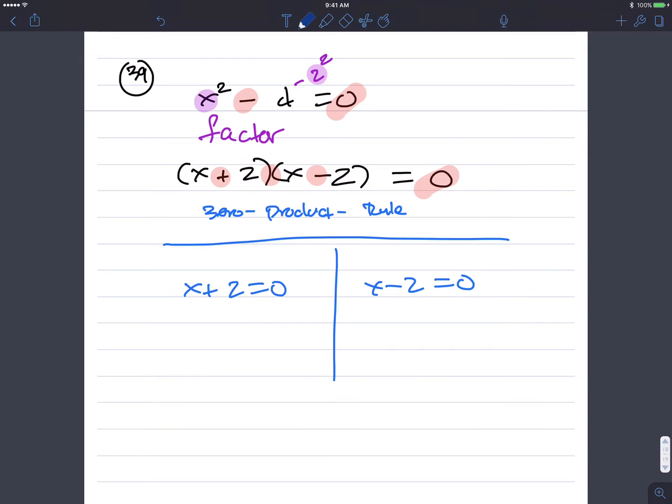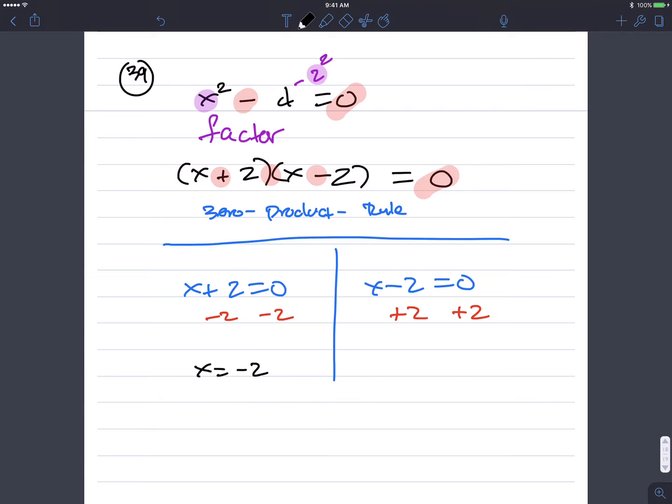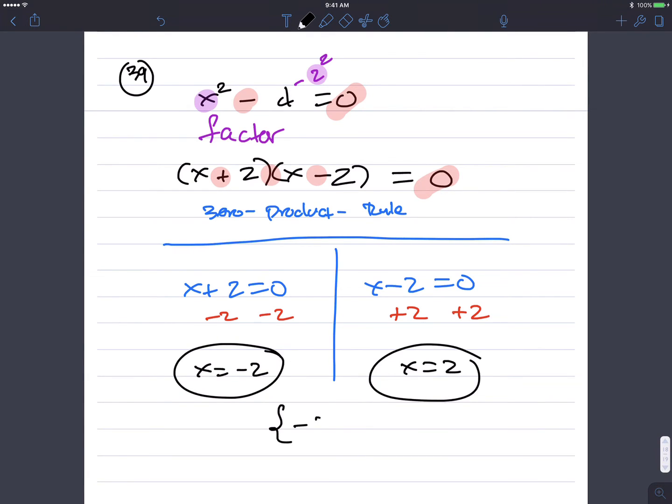All right, what do you guys do now? Subtract 2 from both sides here. Add your 2 to both sides. What do you guys get for x? X is negative 2, and x is what? Positive 2. Solution set answer right here. Okay, you guys okay with this one? Anybody have a question on 39? All right, pretty simple. Special factors here.